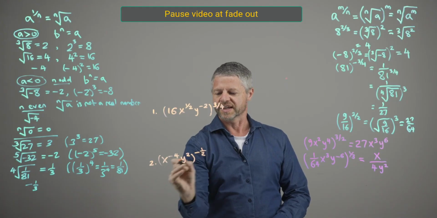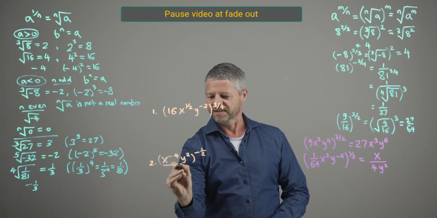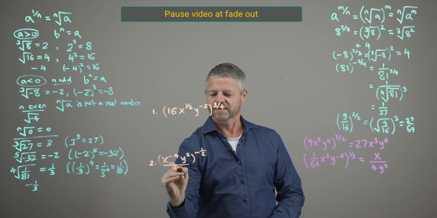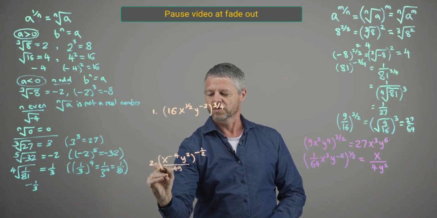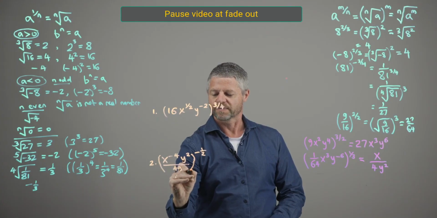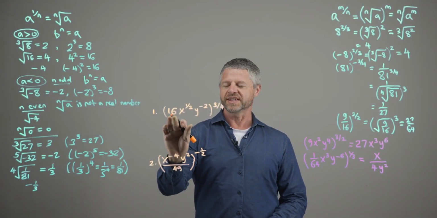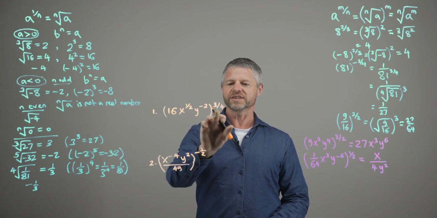Actually, I'm going to add a little bit more to this. Let's divide this by 49 before we do the -1/2. So let's see how you did with these two examples. Let's deal with the constant first in the first one.